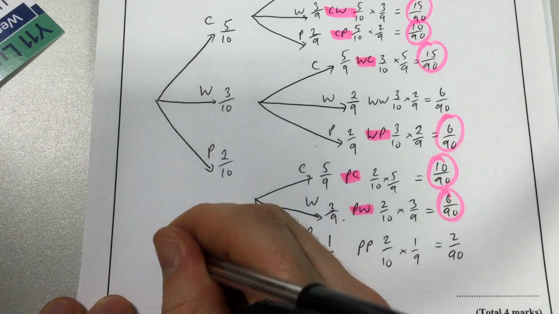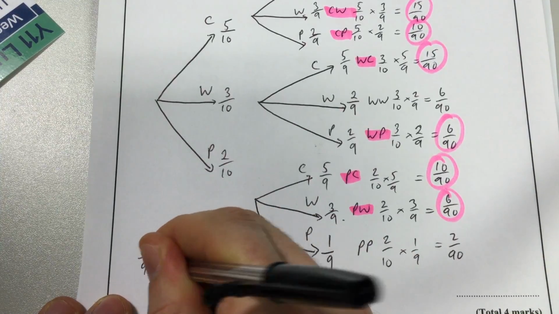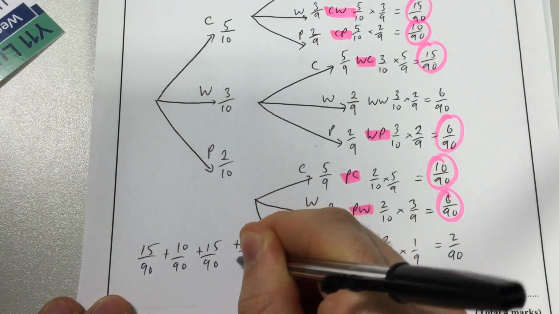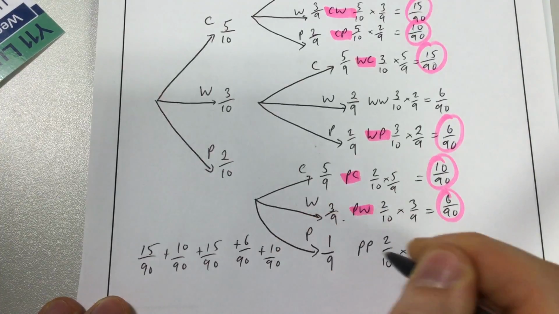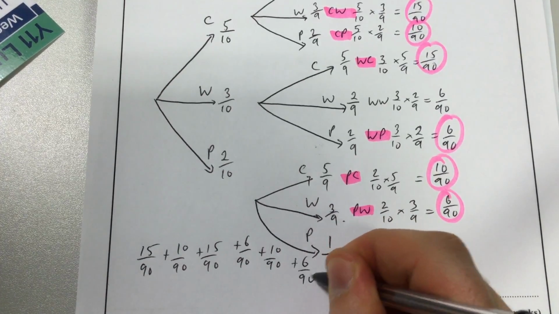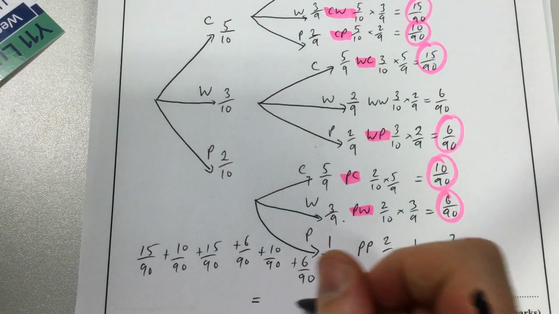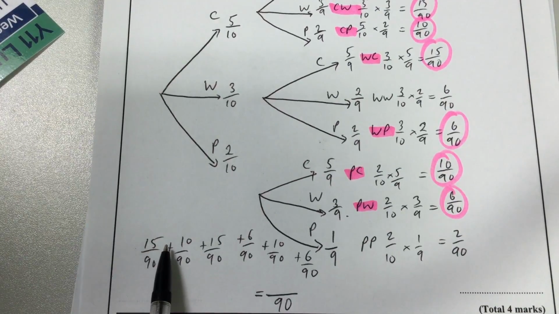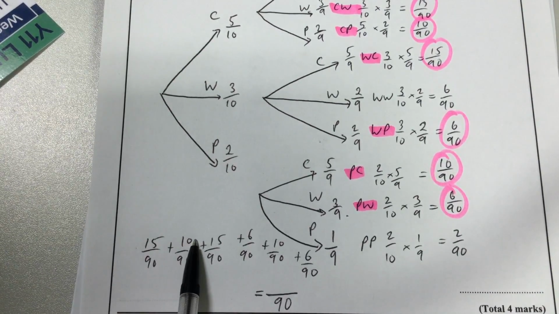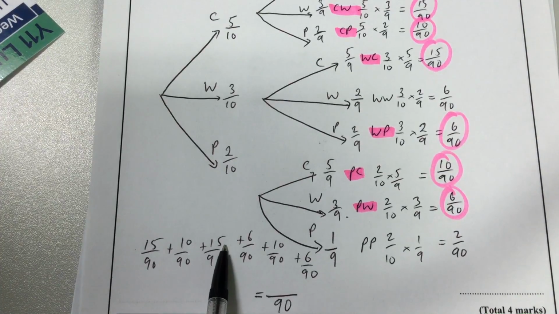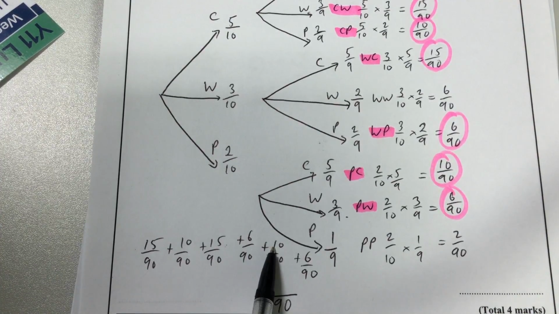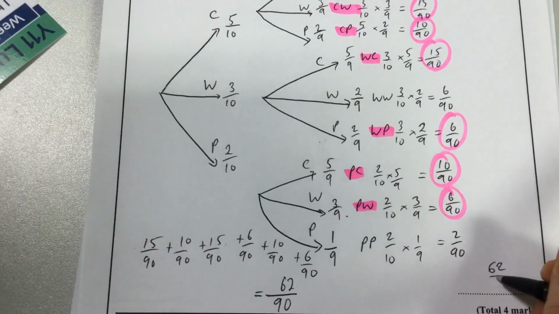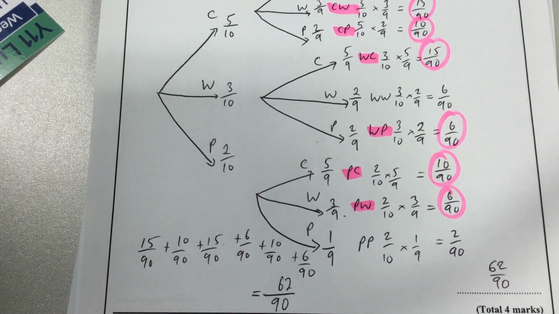Okay, so I'm going to add those options together. So you can see that here. So 15 out of 90, add 10 out of 90, add 15 out of 90, add 6 out of 90, add 10 out of 90, add 6 out of 90. Oh, I should have planned my space better than this. When the base is the same, it stays the same, so it's out of 90, and then we're going to add them up. So 15, 25, 40, 46, 56, 62. He hopes. So 62 out of 90, and I'm not simplifying because I don't have to. There we go.